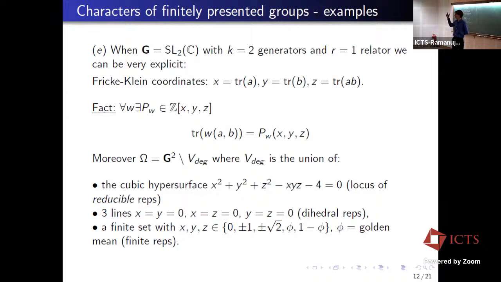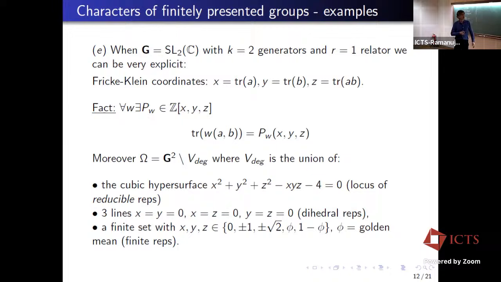The complement of that open set, which I call the degenerate variety, is a union of three things. First, a cubic surface, this one here. This is the locus of reducible representations, those A and B that have a common fixed point in P^1. Then you have three lines that correspond to dihedral representations, infinite dihedral groups. And then you have a finite set that corresponds to finite groups: the platonic solids subgroups, finite subgroups of SU_2 that act irreducibly. So this is it.